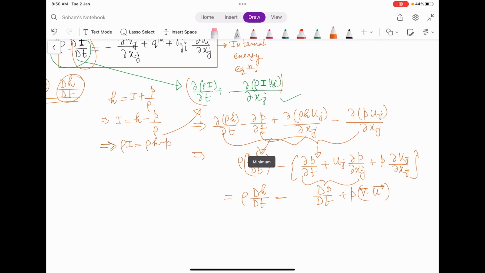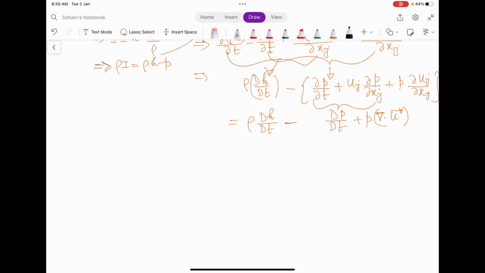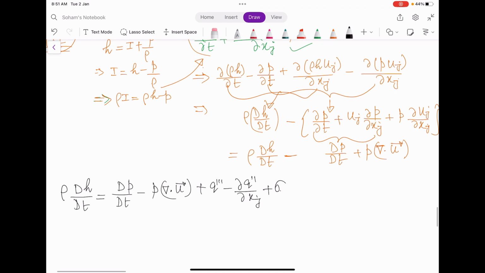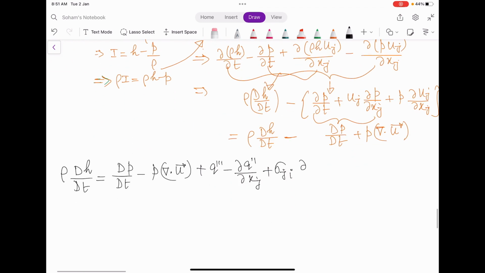Okay, so let us write the equation in terms of enthalpy again. So rho into dH/dt is equal to dp/dt minus p into this, right? Okay, so plus q triple dot minus this, right? And plus what else was there? This thing, sigma ji del ui del xj, right?